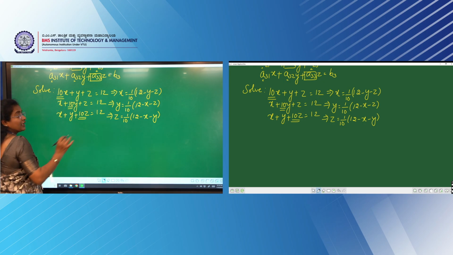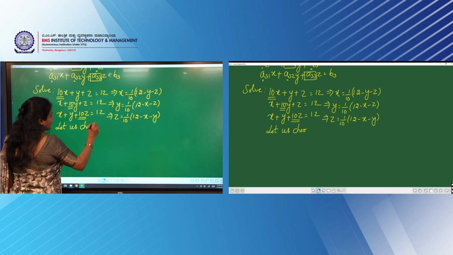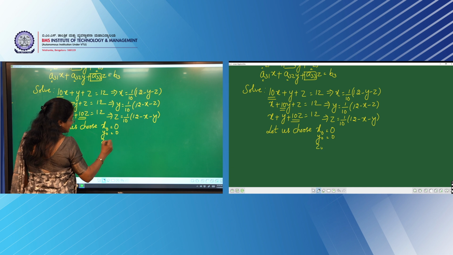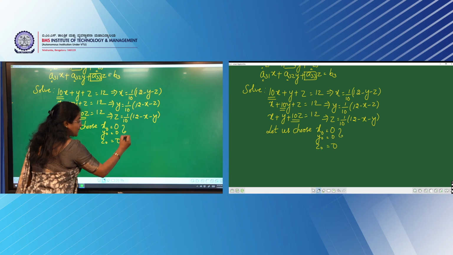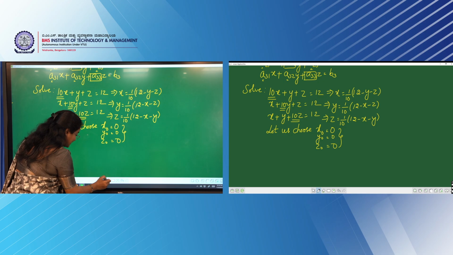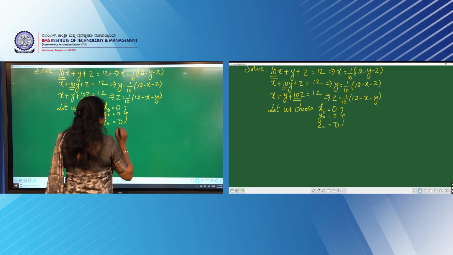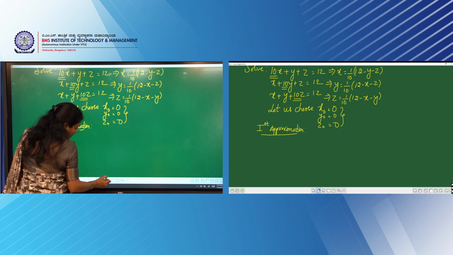Here the initial approximation is not given, so let us choose x naught 0, y naught 0, z naught 0. This is the initial approximation. If the initial approximation is given in the problem, you have to consider that; otherwise we consider 0. As I told earlier, it is an iterative process, meaning approximation. Now we will see how the first approximation works.